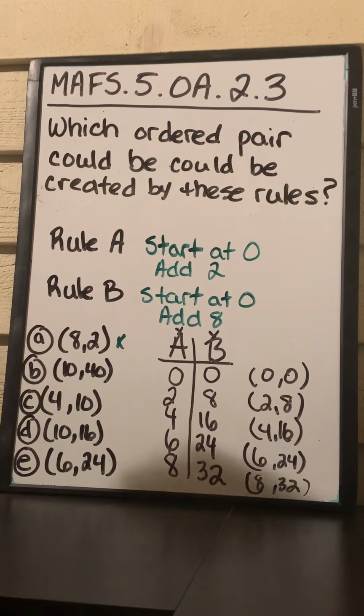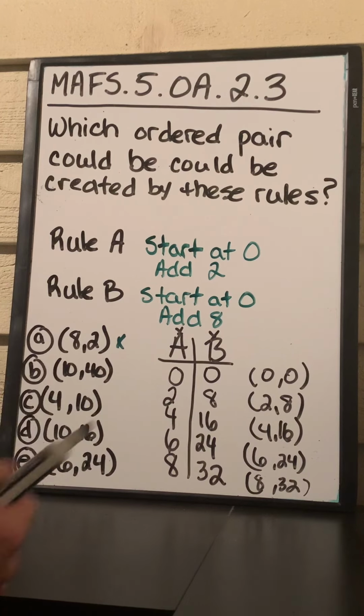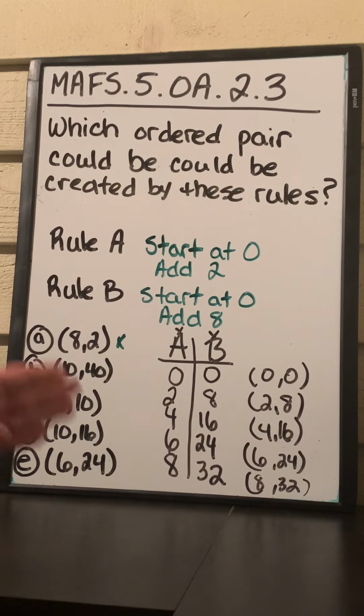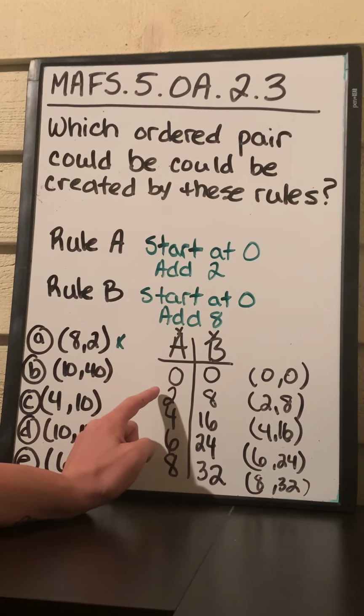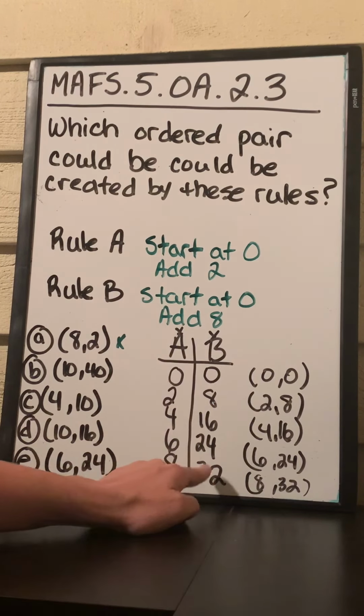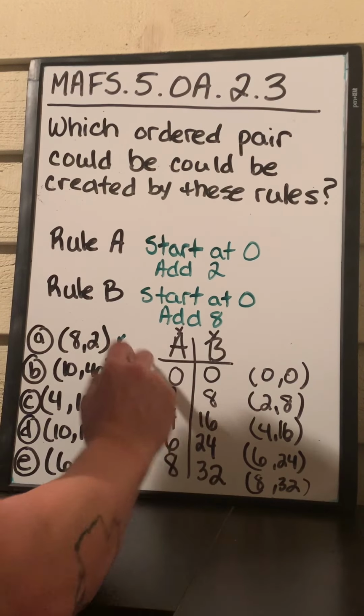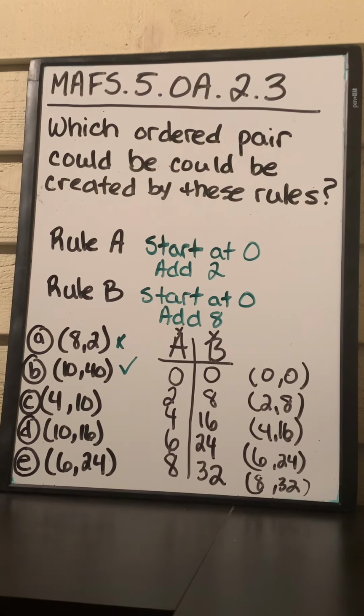Now, let's look at B, 10, 40. Well, I don't see 10, 40 listed. Well, that's the thing about T-charts. These numbers can go on forever. So if I was to continue this chart, would I eventually get 10 and 40? So let's look here. I have counting by 2. So if I added a 2 again, I would get my 10. And if I added 8 here, I would get my 40. So I would see 10, 40 on this T-chart.